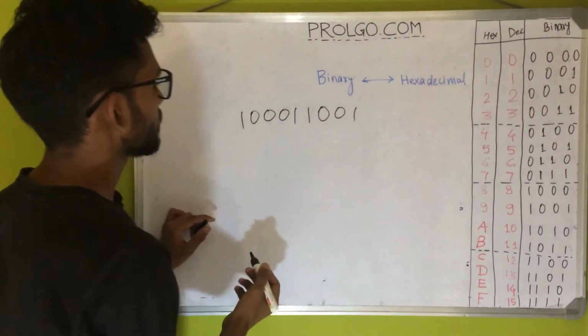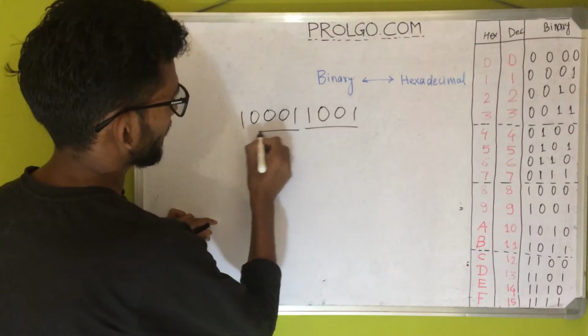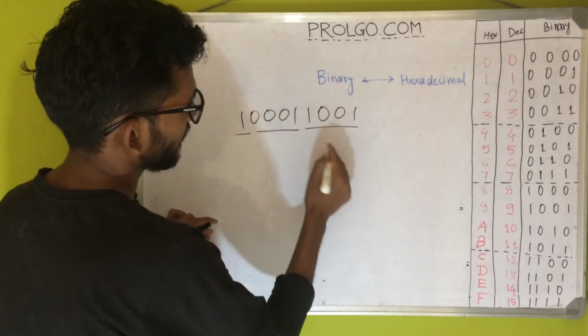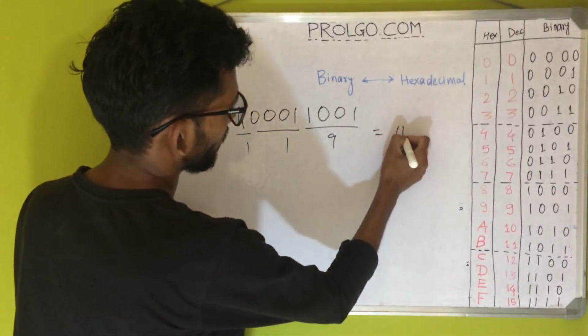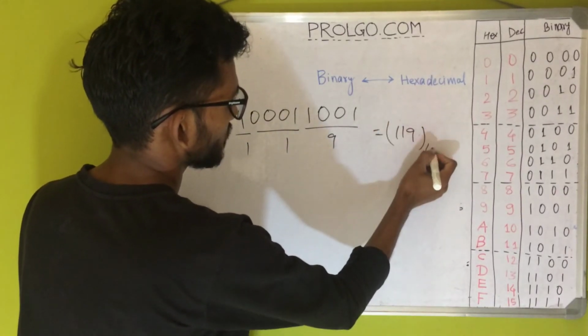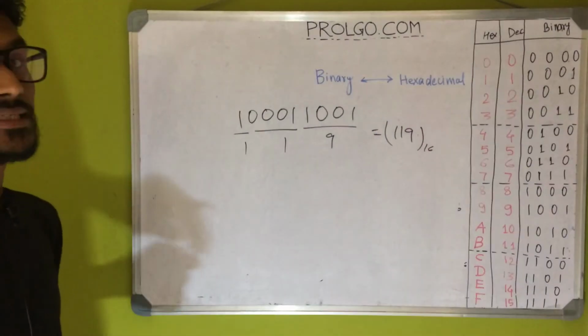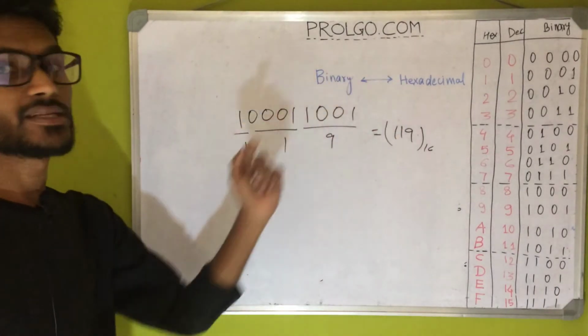10001. So make pairs of 4. So it would be 8 plus 1 is 9, and this 1, so it would be 119. So this is very easy. Now let's see how to convert from hexadecimal to binary.